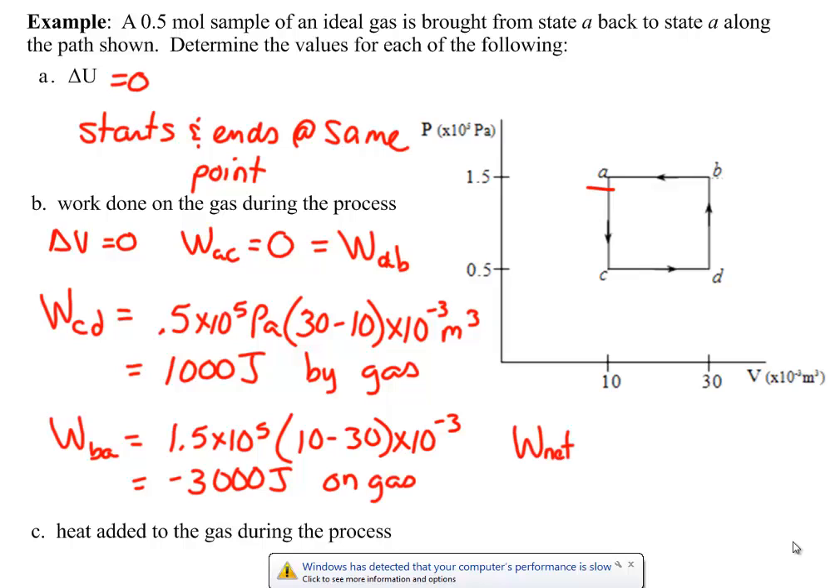So our net work is the sum of all those, so we end up with 1,000 minus 3,000. So we have negative 2,000 joules of work done.